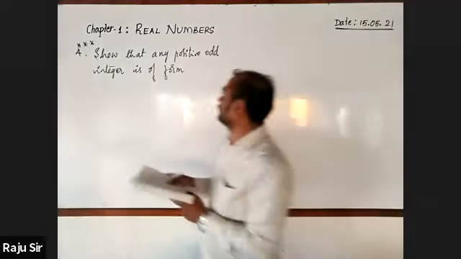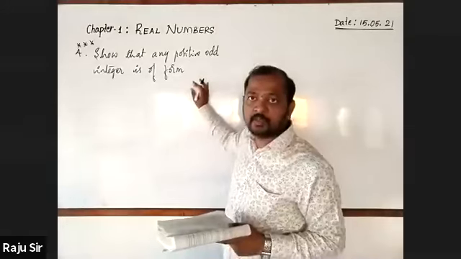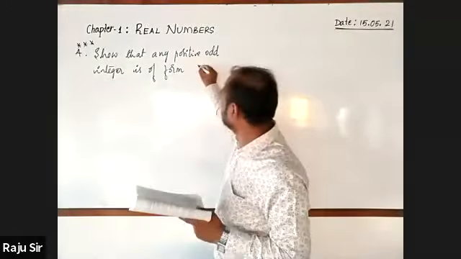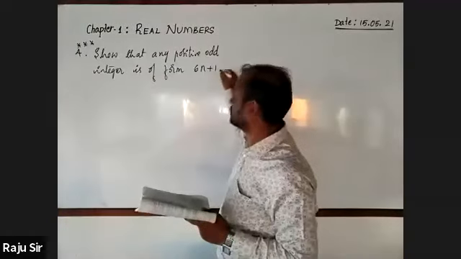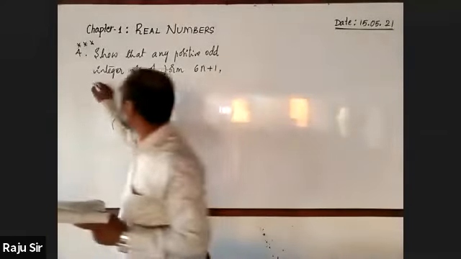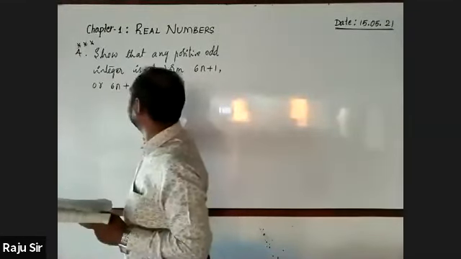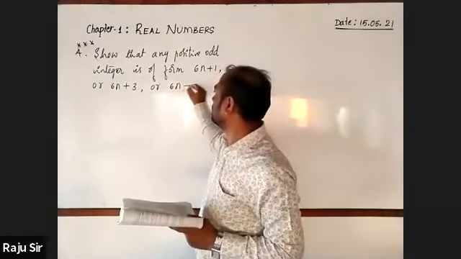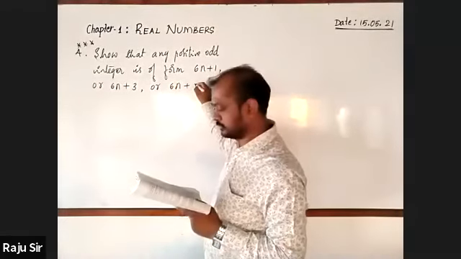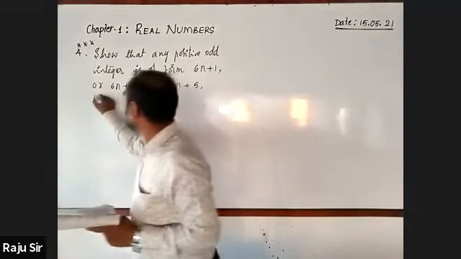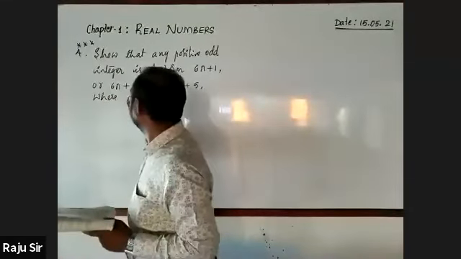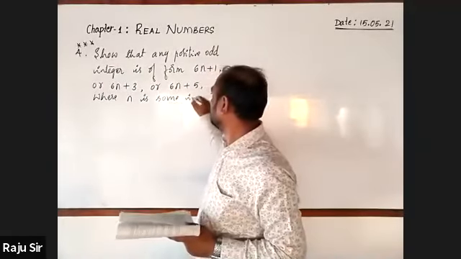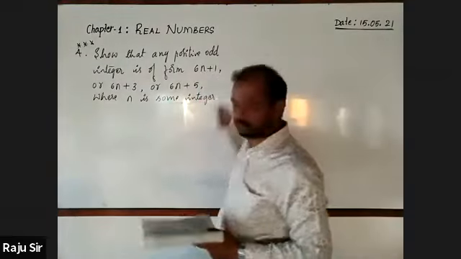I'll give you the statement as it was given in the examination. Integer is of the form 6n plus 1, or 6n plus 3, or 6n plus 5, where n is some integer.